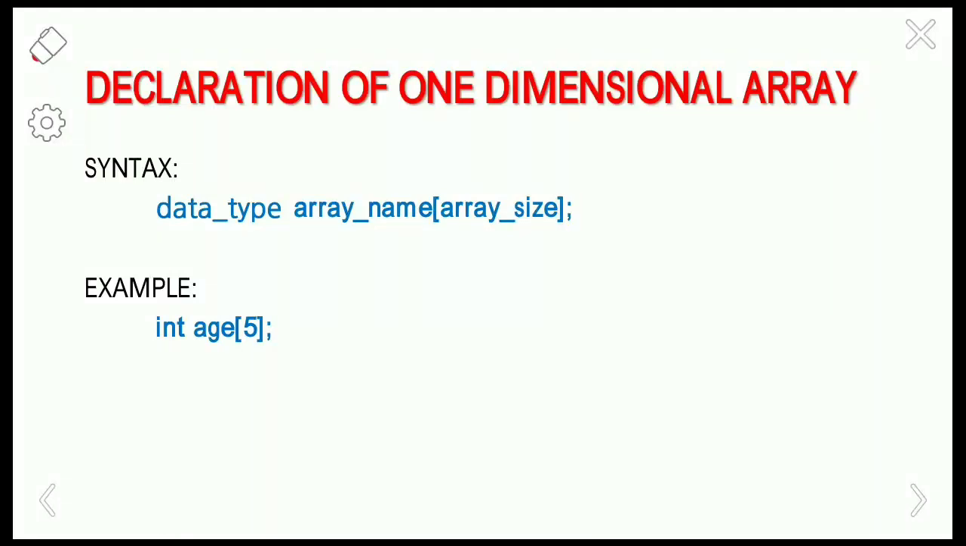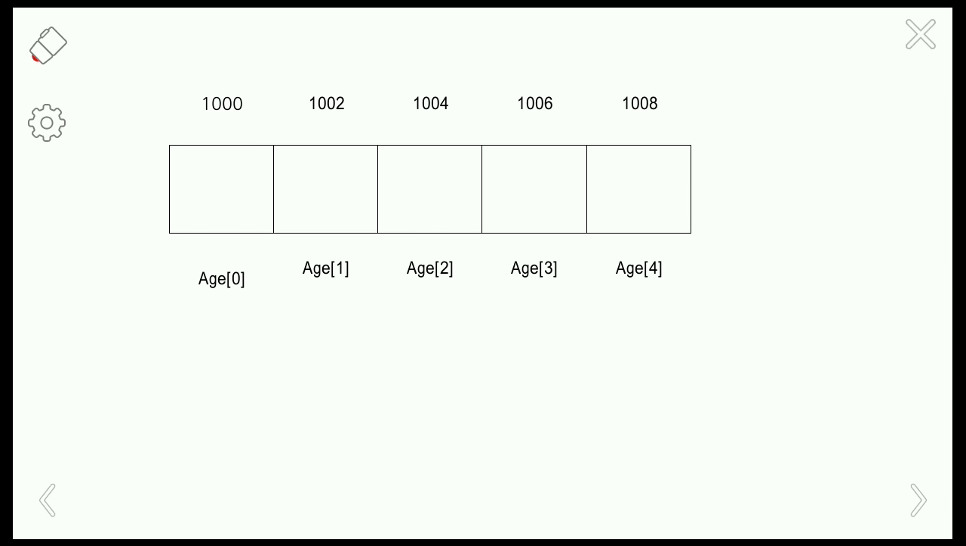This is the example of the declaration of a one-dimensional array. Here integer is a data type, age is an array name, and 5 is the array size. That means this array declares age to store the integer ages of 5 people. The array elements of age are as given in the figure.